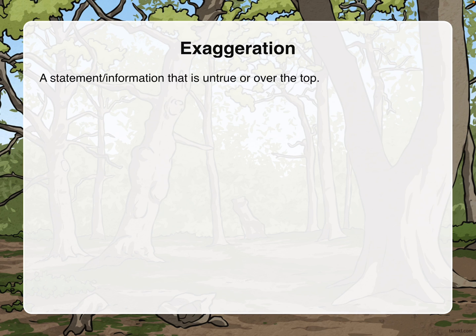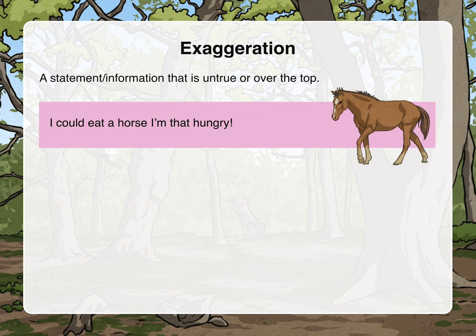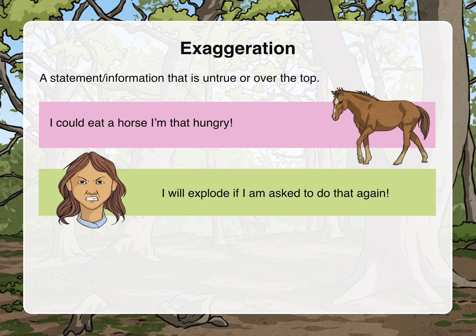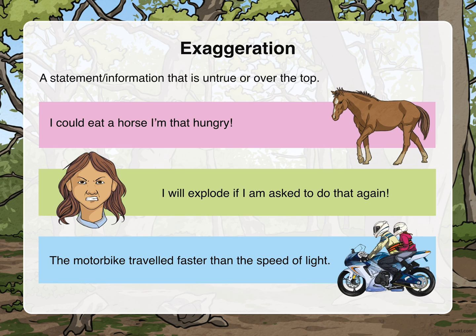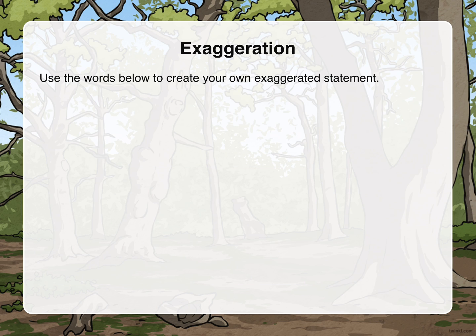So exaggeration. Exaggeration is a statement or information that's completely untrue or over the top. For example, I could eat a horse, I'm that hungry. I say that every day. Every single day. But that's just Mrs. Morning for you. I will explode if I'm asked to do that again. The motorbike travelled faster than the speed of light.